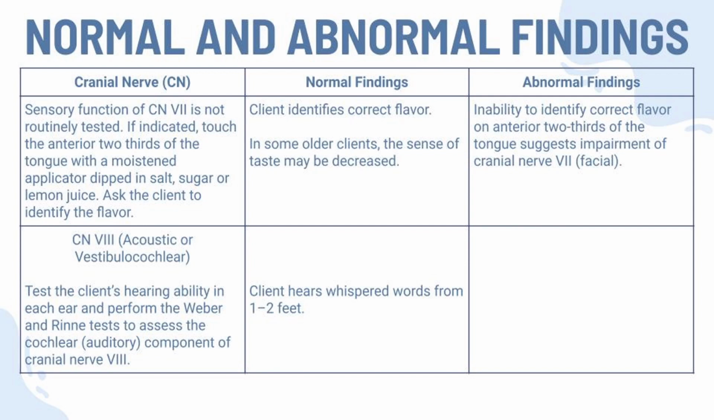The next nerve is cranial nerve number 8 or the acoustic or vestibulocochlear nerve. To test the client's hearing ability in each ear, perform the Weber and Rinne test to assess the cochlear or auditory component of the cranial nerve number 8. The normal finding for this is that the client hears whispered words from 1 to 2 feet.